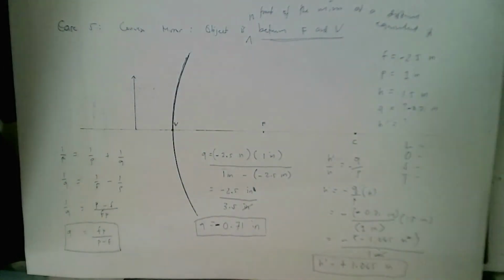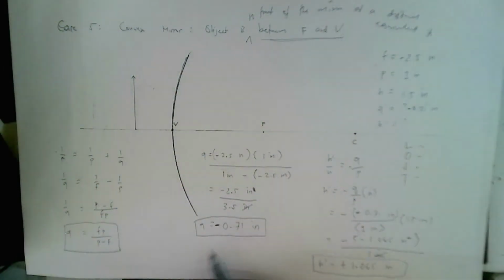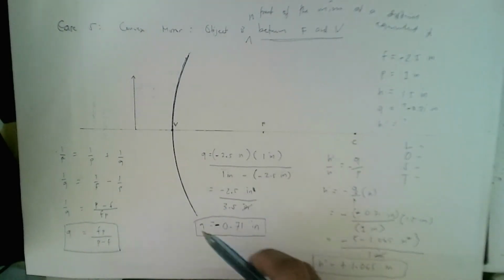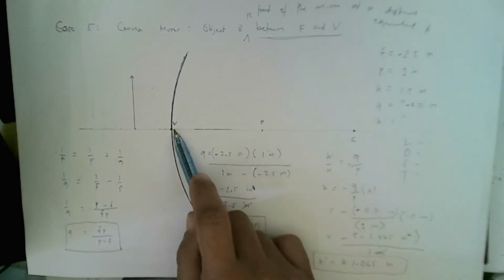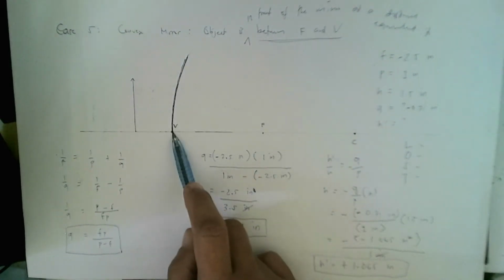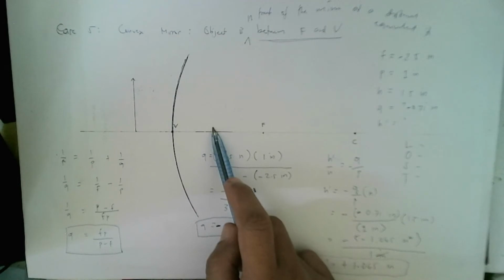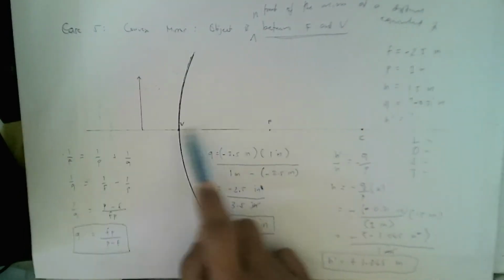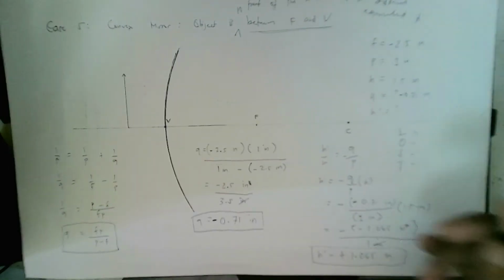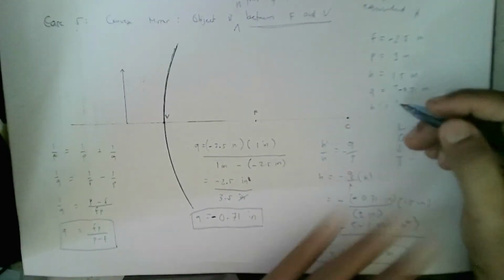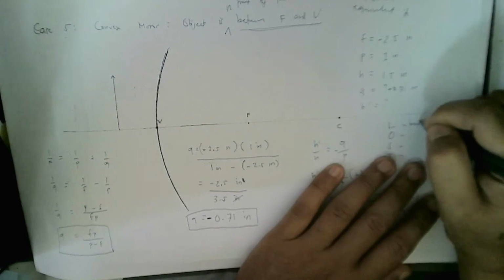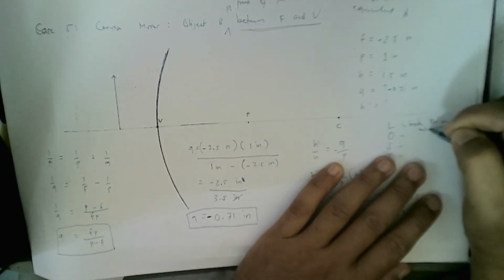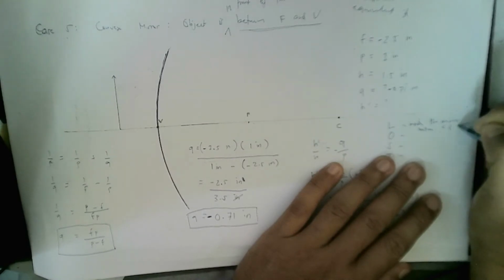So number one, I would say, what's the location? Well, the location is negative 0.71. What's negative 0.71? Again, negative sign means inside the mirror. So we measure 0.71 inside. So 0.71 inside is somewhere here, which is obviously between V and F. So I would say inside the mirror, between V and F.